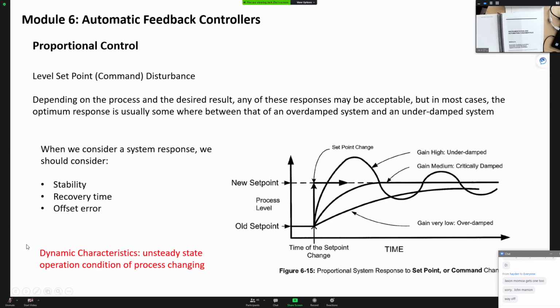On this page, there is one thing marked in red down here. It's called the dynamic characteristics of a control system. The dynamic characteristics is considered as the unsteady state of the operating condition of the process changing.